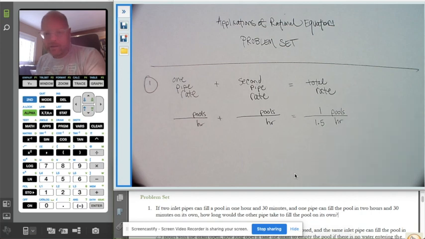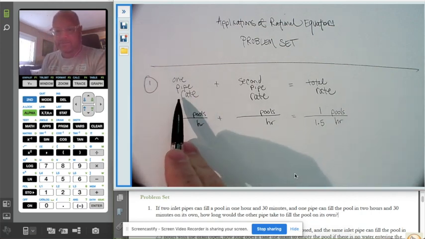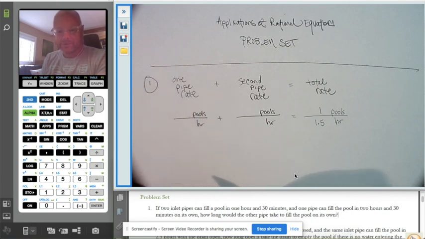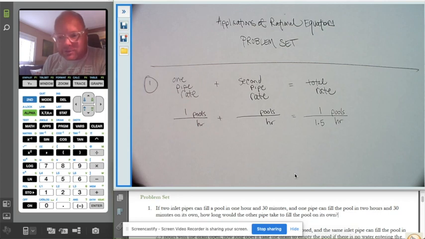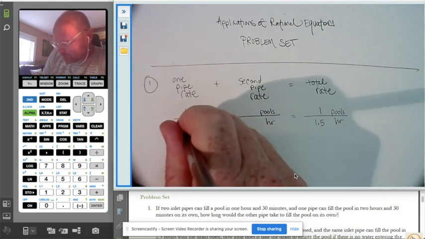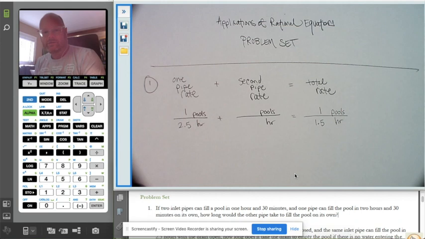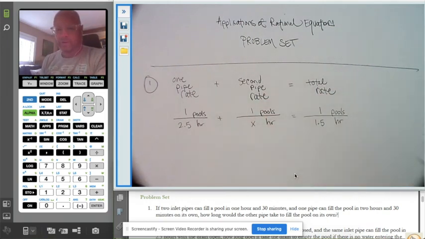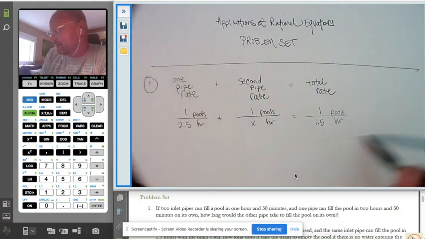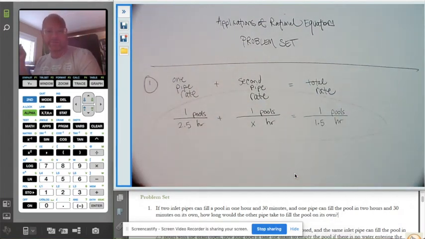If one pipe can fill the pool in 2 hours and 30 minutes, so the rate for the first pipe is 1 pool in 2.5 hours, and we're trying to figure out how long the other pipe would take to fill the pool. So, 1 pool in I don't know how many hours. That's the setup for this rational expression.